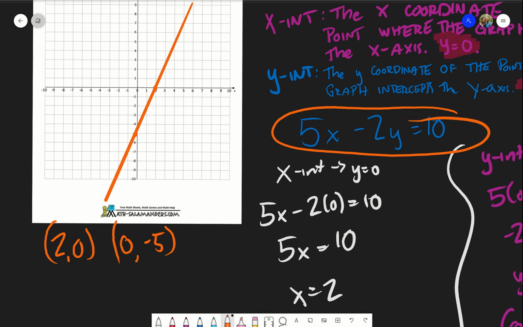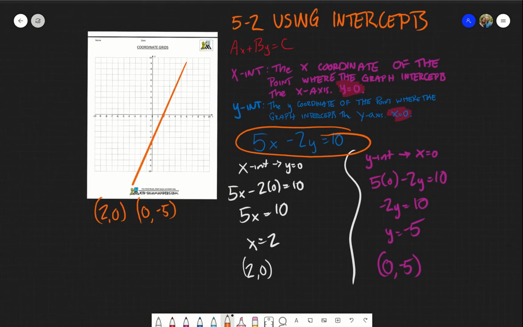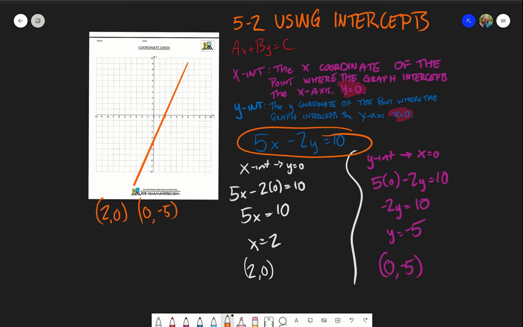That is the gist of our lesson today: finding out how to use our intercepts to get the information so that we can graph lines. We'll work on this a little bit more tomorrow in class, but for now, have a great rest of your night.